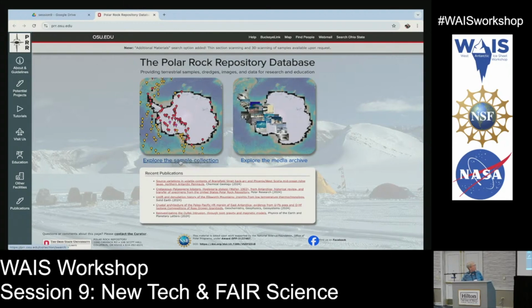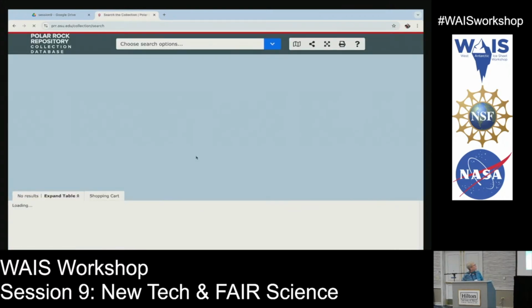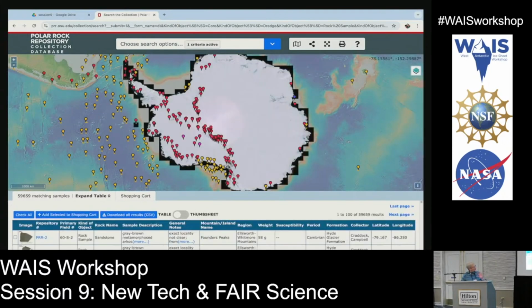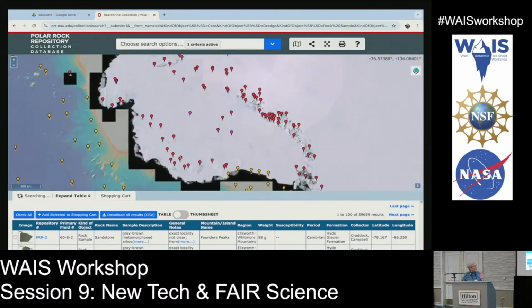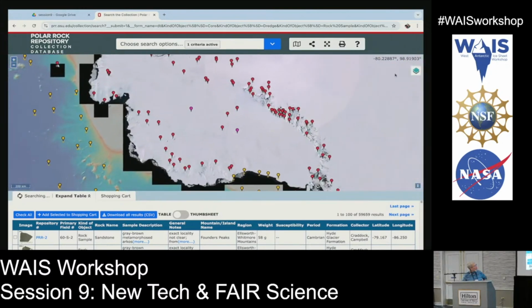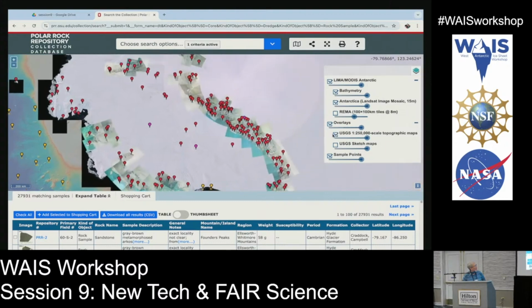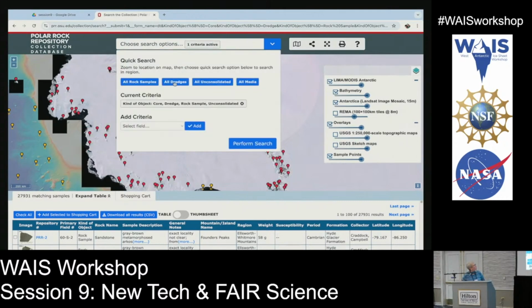So we can explore the sample collection. Hopefully that's going to open. So, 63,000 samples. You can zoom into the spot you're interested in. You could go over here and put the REMA layer on, you could put the USGS map on here, to help you zero in on where you want to be. And you can go up to choose search options.